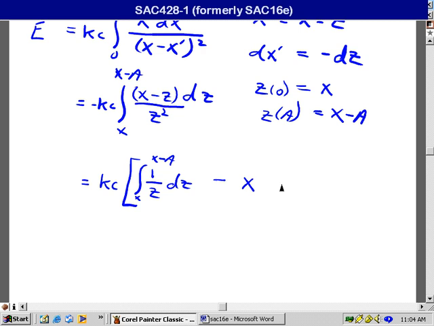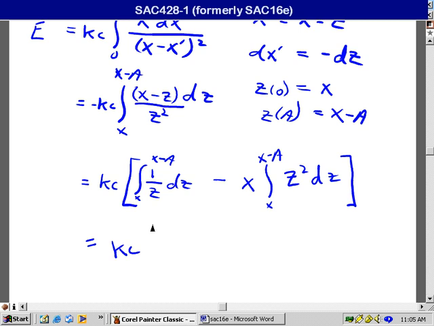And then you got minus x times the integral from x to x minus a. The piece in here is x over z squared. That's z to the minus 2. That's the way I want to write the over z squared dz. Once again, the x you can think of it as being in here, but I was able to factor it out because it's a constant with respect to the integration. And then the integration goes pretty easily.